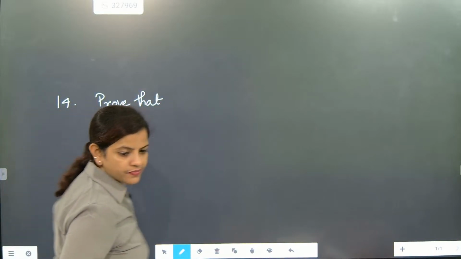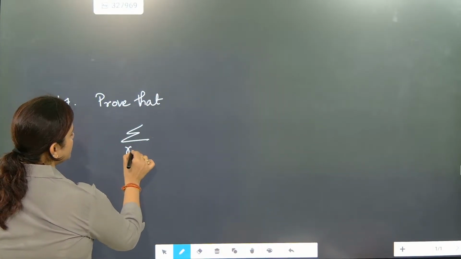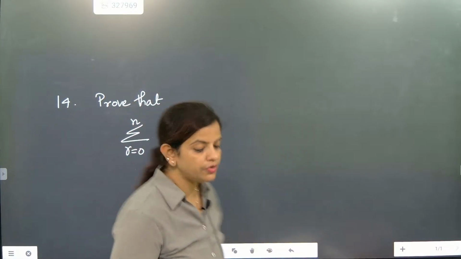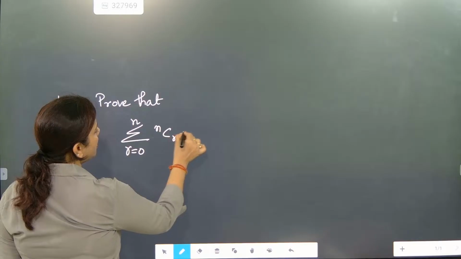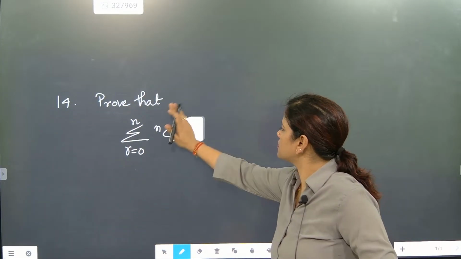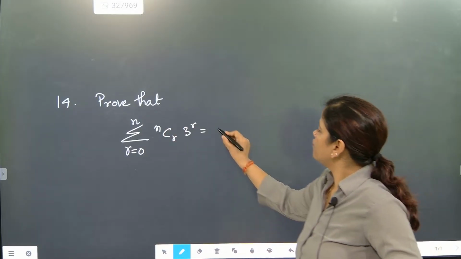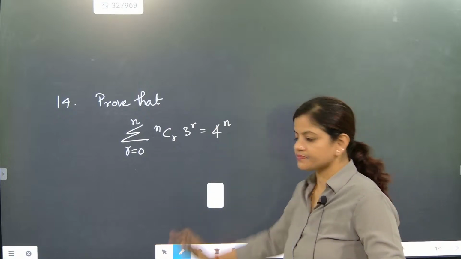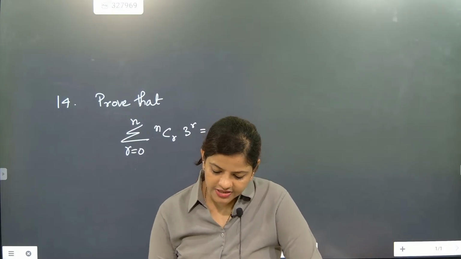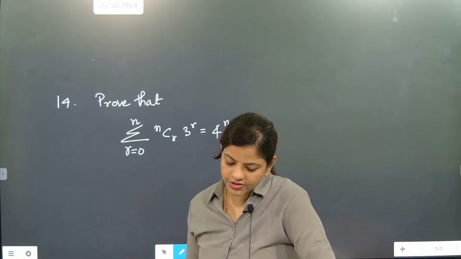Prove that, write nicely. Prove that summation r is equal to 0 to n, nCr 3 to the power r is equal to 4 to the power n. This is the question. This is the NCERT question, NCERT exercise 7, question number 14.